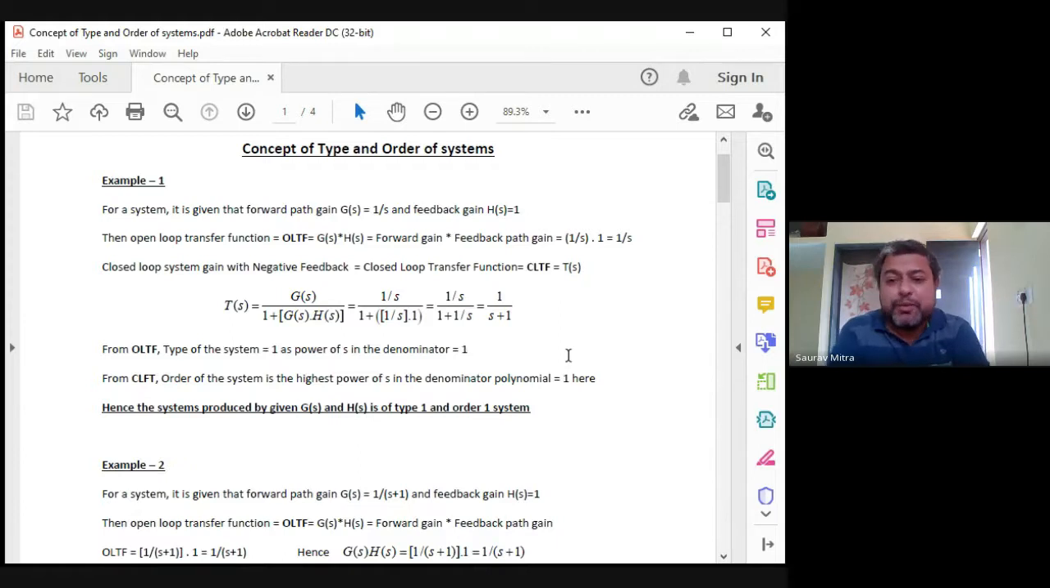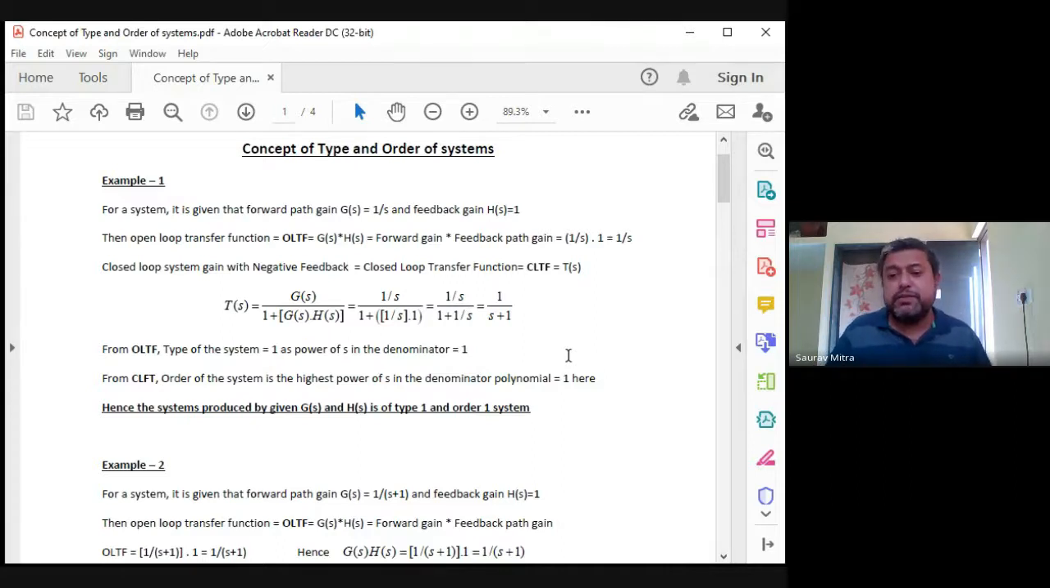None of this is written in a book because these are very simple things, but students get confused because things are not clearly written like this in any book. It is assumed that people understand it, but they don't. So all this has to be explained. That's why attending lectures is very important. We get the type from the open loop transfer function, and we get the order from the closed loop transfer function.